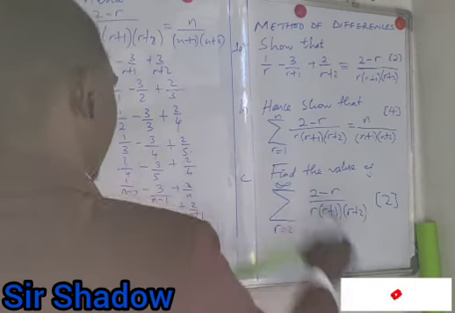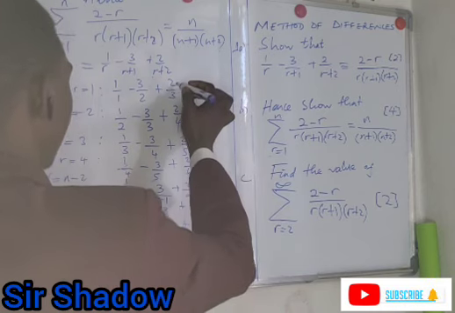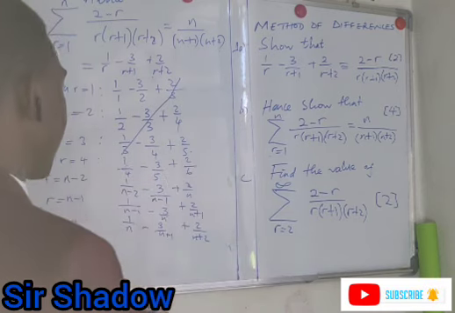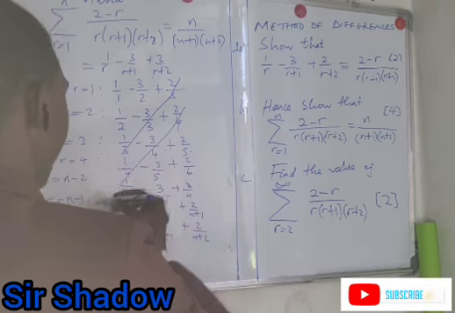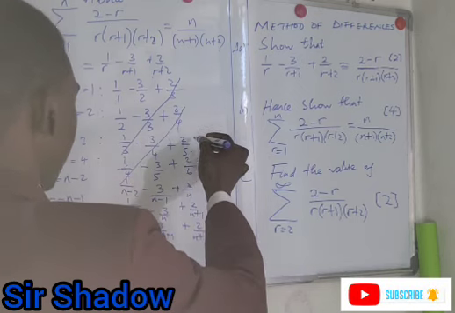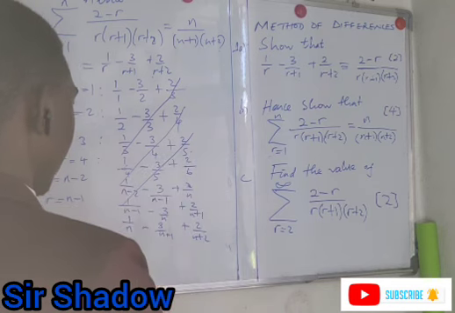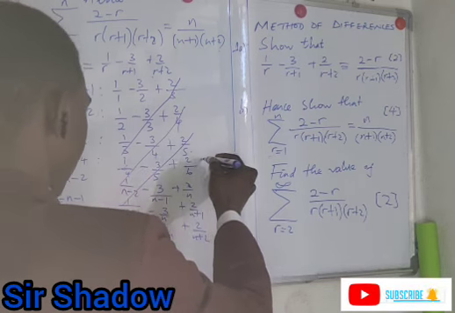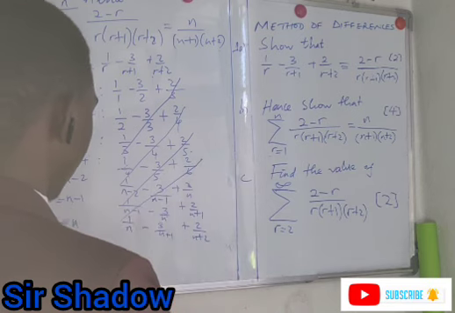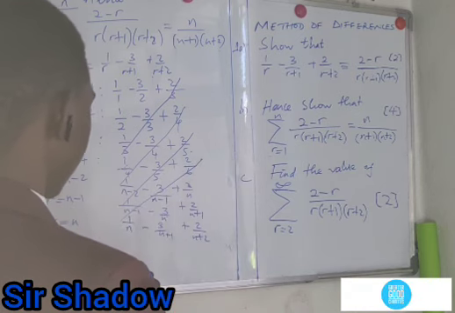So this pattern will give us 0, which means also this pattern will give us 0, right? Same applies to this pattern, it will give us 0. Same applies to this pattern, it will give us 0 also.